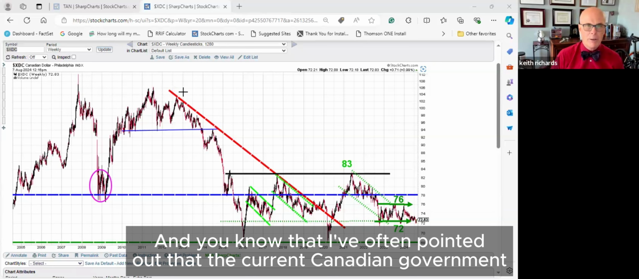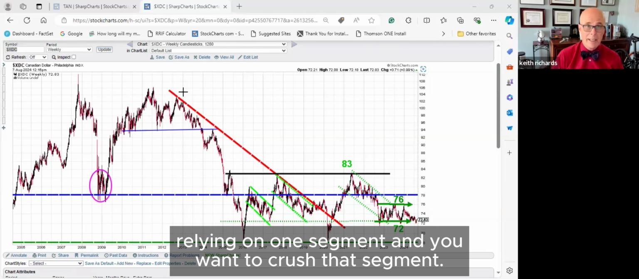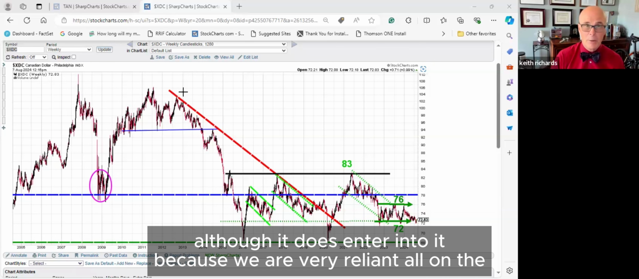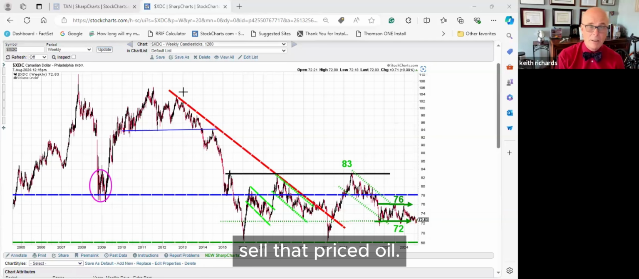You know that I've often pointed out that the current Canadian government seems to be pretty darn clueless on that, when 30% of your GDP relies on one segment and you want to crush that segment. But that's not the topic for today, although it does enter into it, because we are very reliant on the pricing and the profitability of our companies to sell that priced oil.